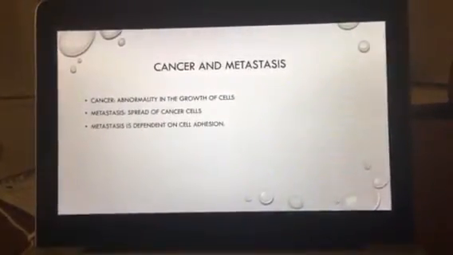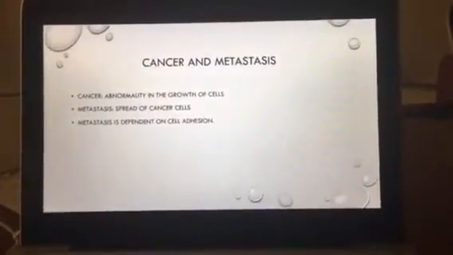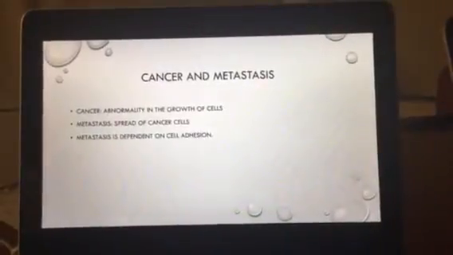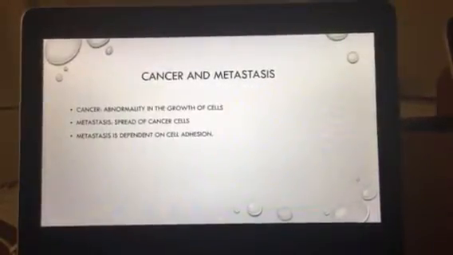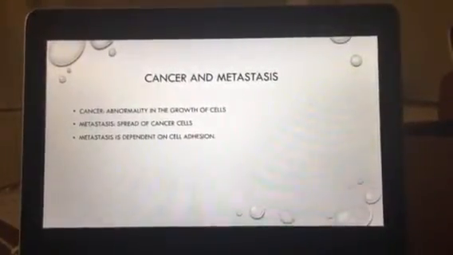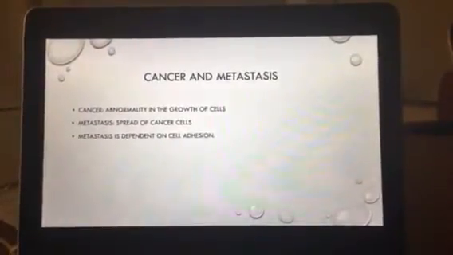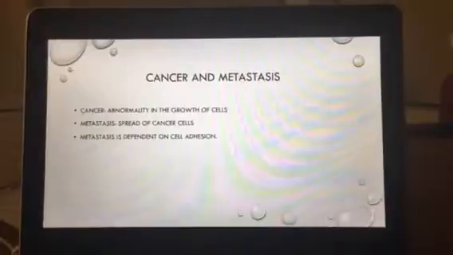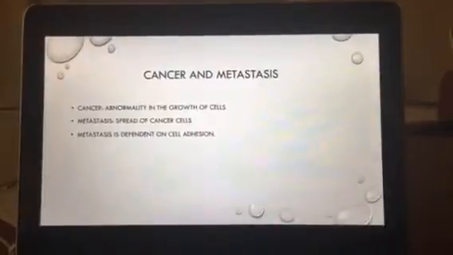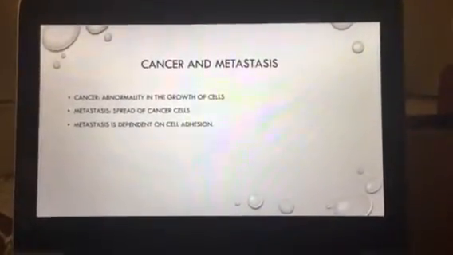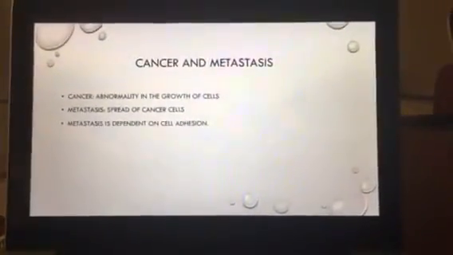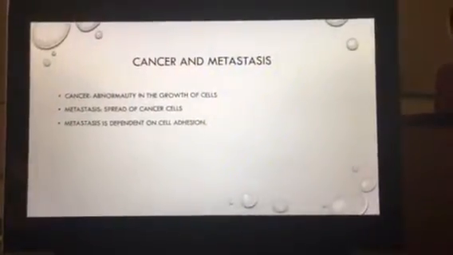Metastasis is when cancer cells spread. You could call that process metastasis. It is the spread of cancerous cells to different parts of the body depending on the adhesion of cells to each other and the extracellular matrix, so whether it's cell-to-cell adhesion or extracellular matrix adhesion. Cancer cells spread by invading or growing into normal tissues. The only way that they can do that is if the cells are loosely attached to one another. This is where cell adhesion comes into place. Metastasis is dependent upon cell adhesion.